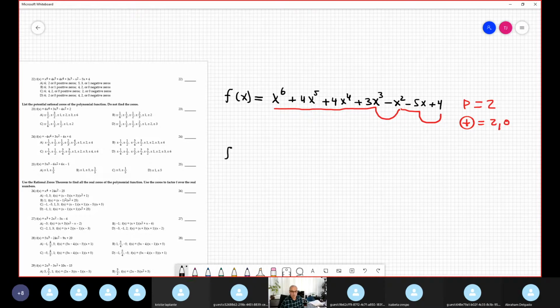Now reflection. This is the same. This is the change.